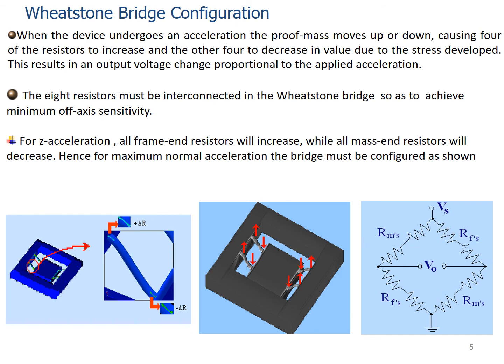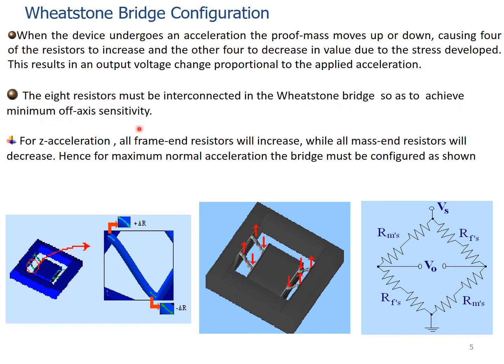Right. So as we said, what we have illustrated is that when the device undergoes an acceleration, the proof mass moves up or down, causing 4 of the resistors to increase and another 4 to decrease their value. Right, and this results in an output voltage change proportional to the applied acceleration. Now these 8 resistors have to be connected in this particular fashion so that we can get the maximum output. Right, and here one point is mentioned, so as to achieve minimum off-axis sensitivity.